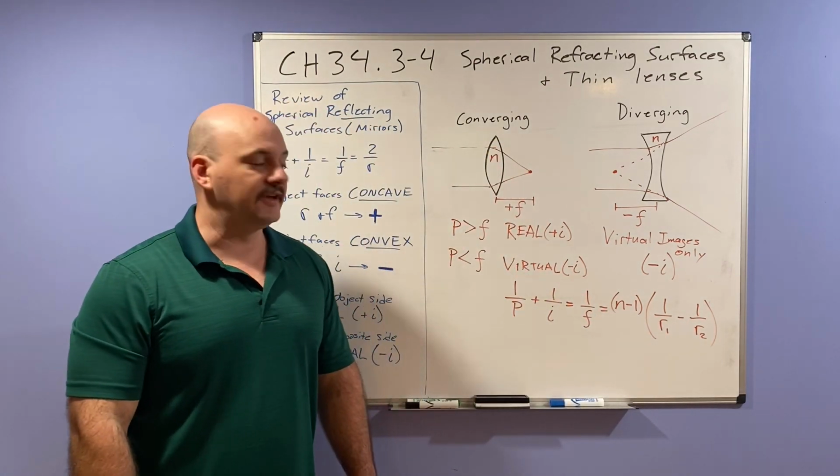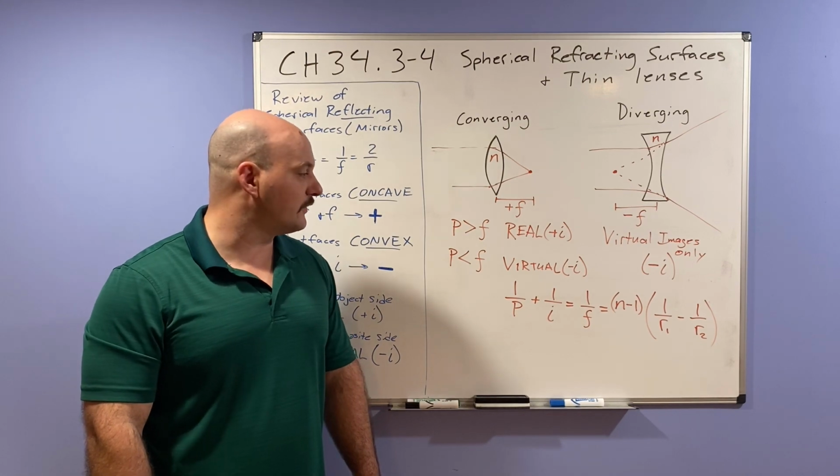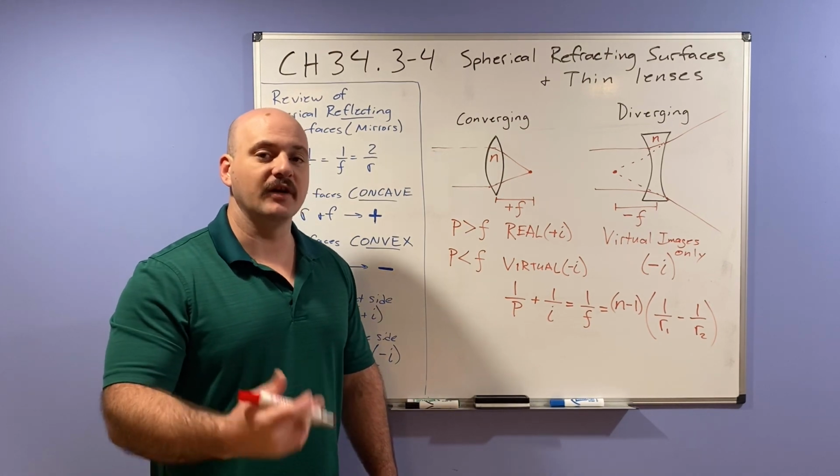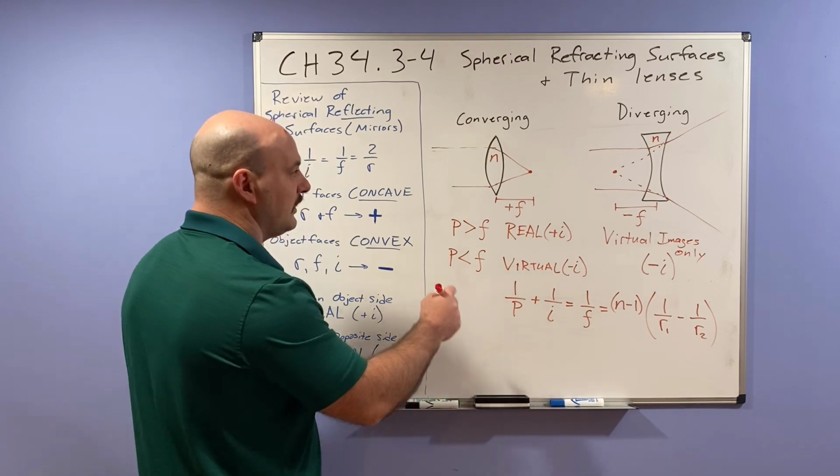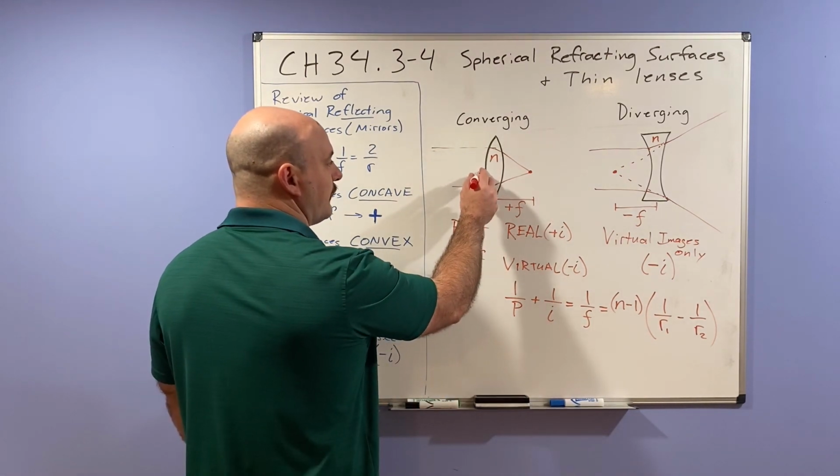Okay, now let's talk about those real quick. R1 and R2 are the radii of curvature of the sides of the lens. R1 is the radius of curvature of the first side.